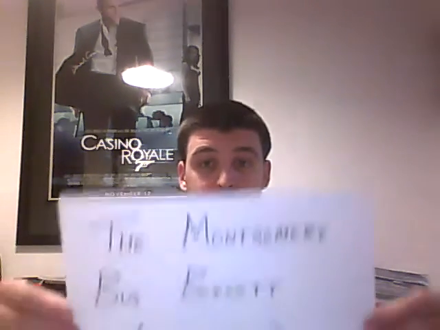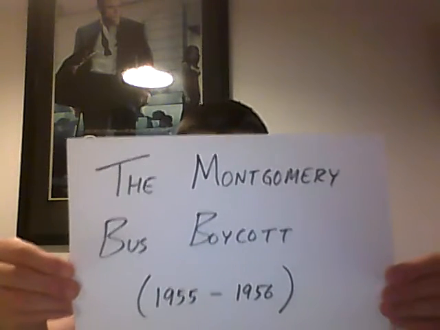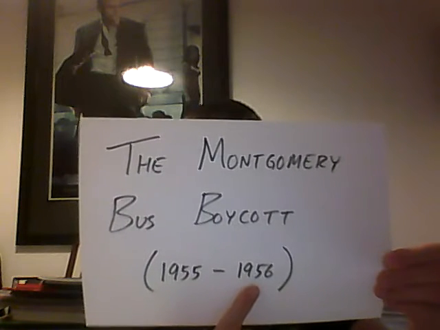In 1955, going on into 1956, the next one is the Montgomery Bus Boycott. It starts in 1955 and goes on well into 1956.